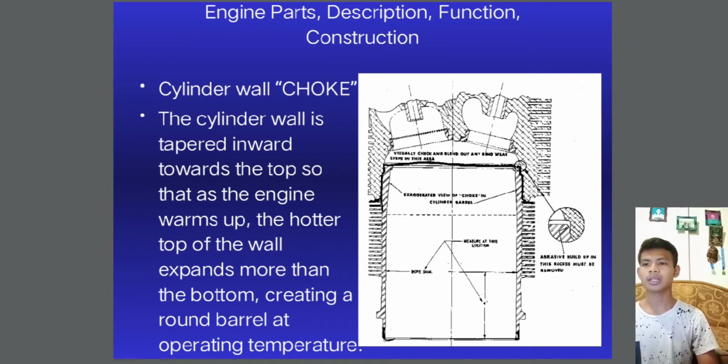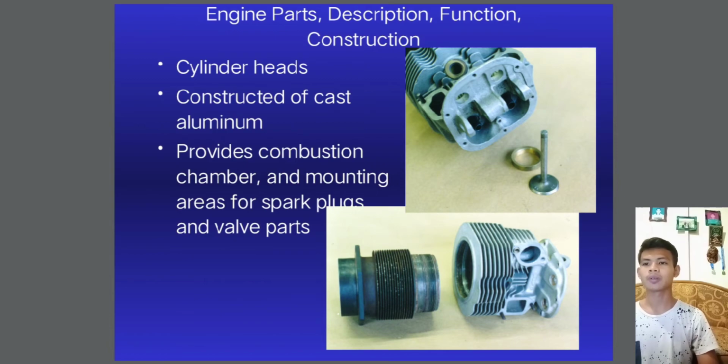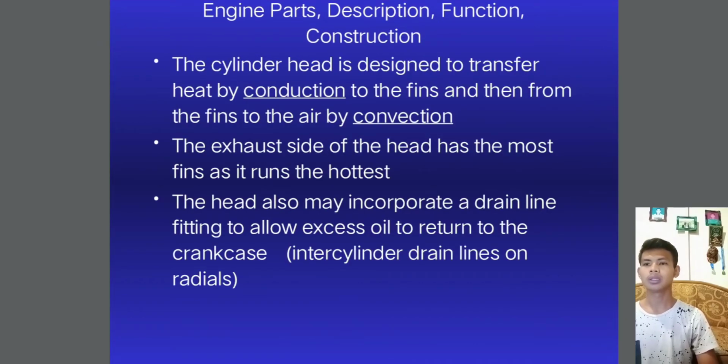Cylinder head, constructed of cast aluminum, provides the combustion chamber and mounting areas for the spark plug and valves. The cylinder head is designed to transfer heat by conduction to the fins and from the fins to the air by convection. The exhaust side of the head has the most fins as it runs the hottest. The head also might incorporate a drain line fitting to allow excess oil to return to the crankcase. Inter-cylinder drain lines on radials.